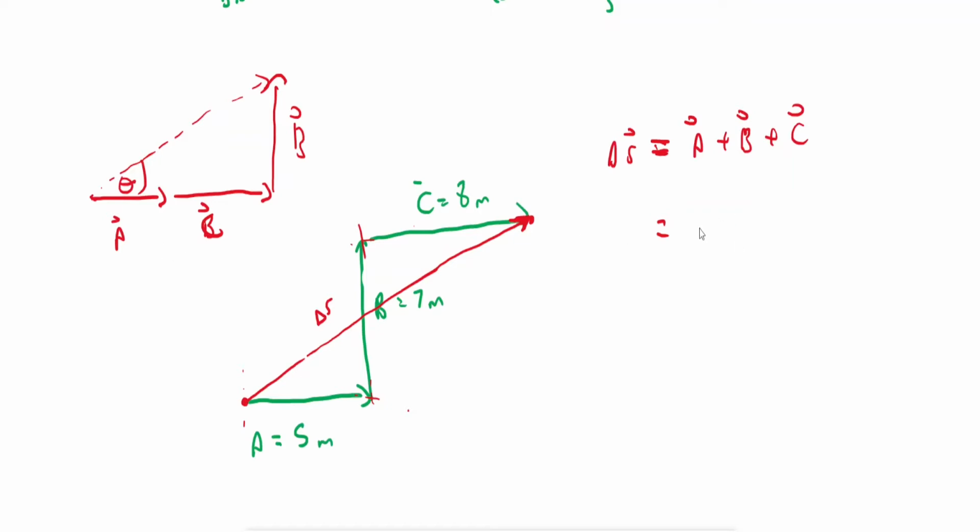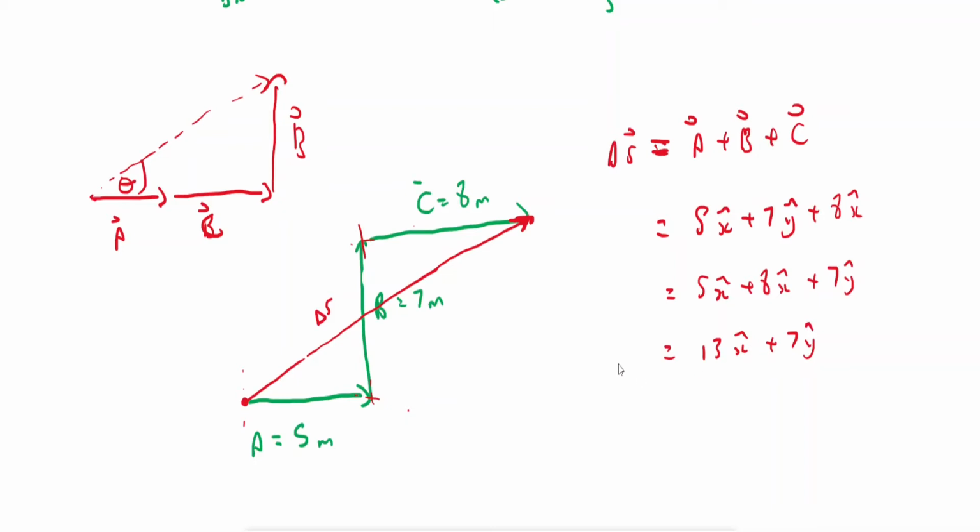All right, so I could rearrange and put everything that is on the X, but let me not do it here. This is going to be 5 in the X direction. This is going to be 7 in the Y direction. And then this is going to be 8 in the X direction. When I put the X's together, this is 5 in the X plus 8 in the X, and then plus 7 in the Y. So this is going to be 13 in the X direction plus 7 in the Y direction. This is how your displacement vector would look in component form.